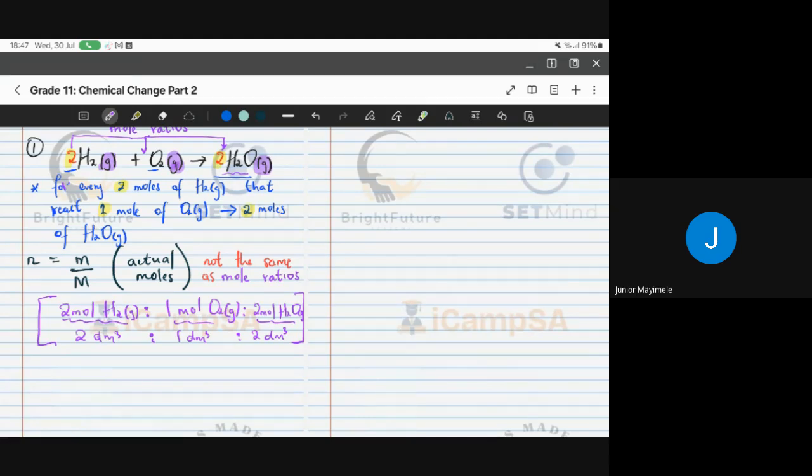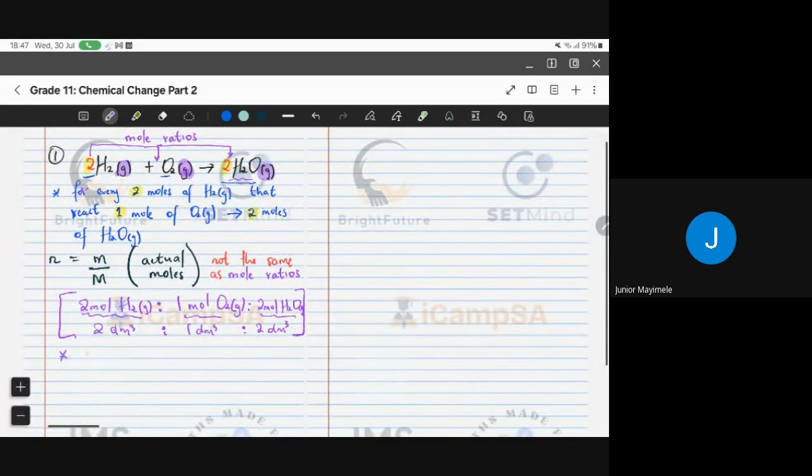So what this means is, remember, at STP, standard temperature and pressure, we've covered this in our previous lesson, if you remember correctly. At STP, 1 mole of any gas occupies about 22.4 cubic decimeters of volume. Right.